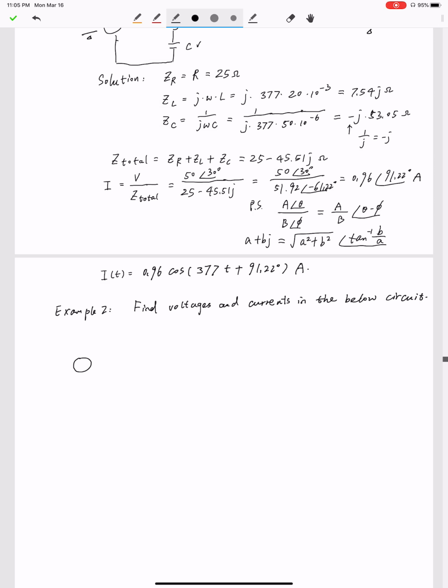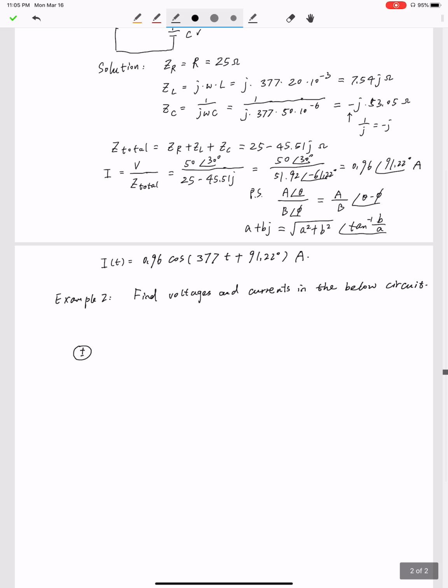So in this circuit, we have a voltage supply, and we have a resistor, an inductor, another resistor, and a capacitor. Okay. Vs is given in the phasor form, which is 24 angle 60 degrees. Unit is volt.